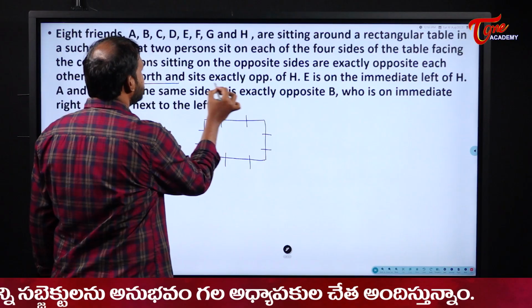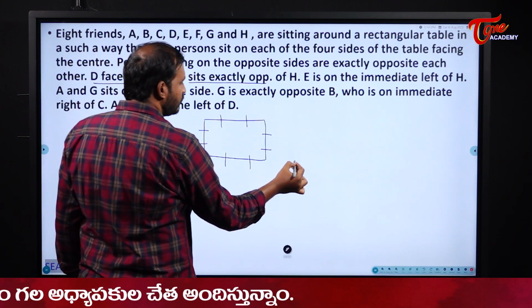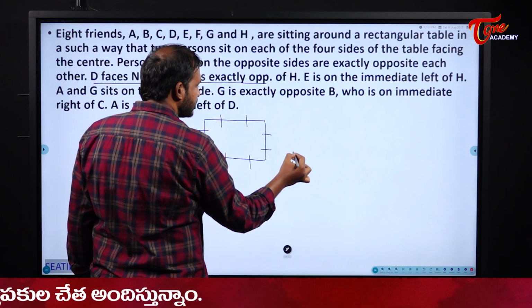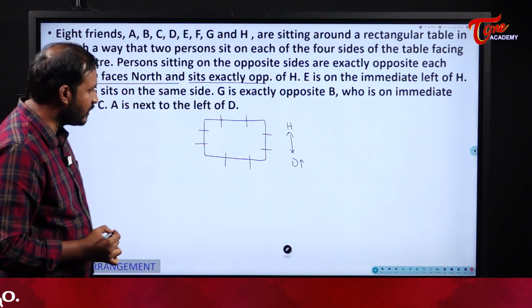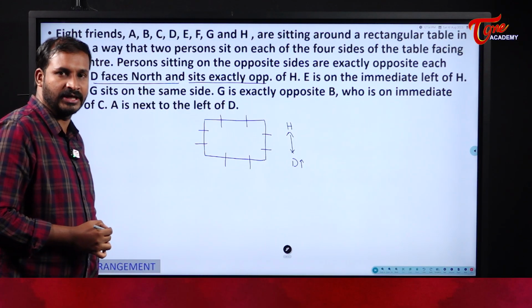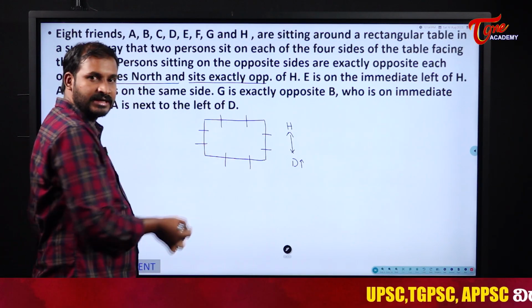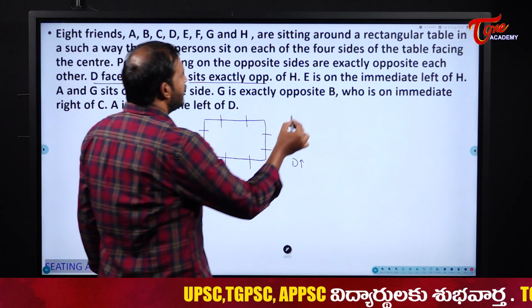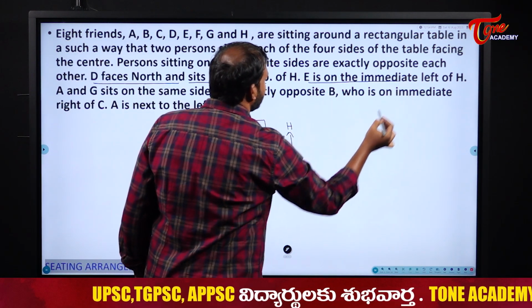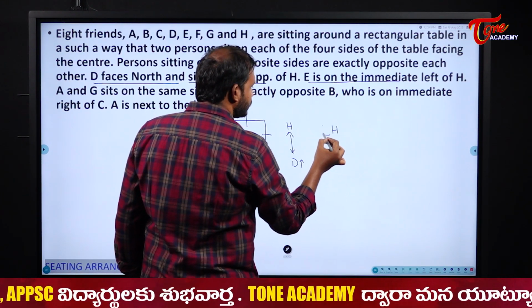D faces the north and sits exactly opposite of H. Assume this is the same arrangement. So, D is facing north and he is sitting exactly opposite to who? H. So, that means D and H can be here and here. There are 2 chances. Next, E is on the immediate left of H. Okay. H, to its immediate left I should have who? E.